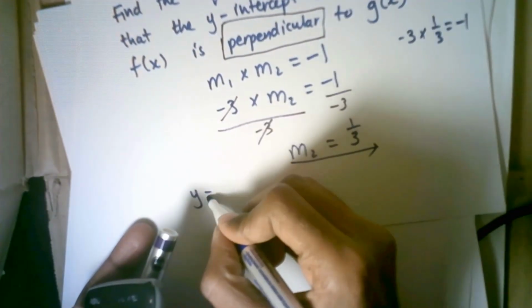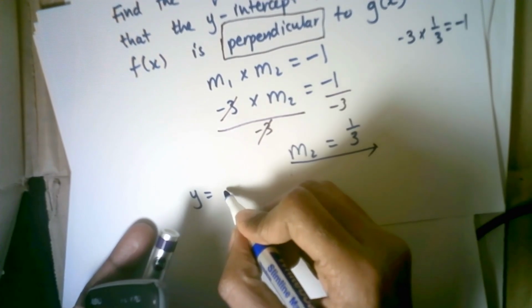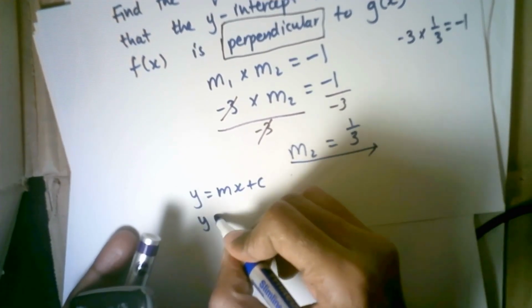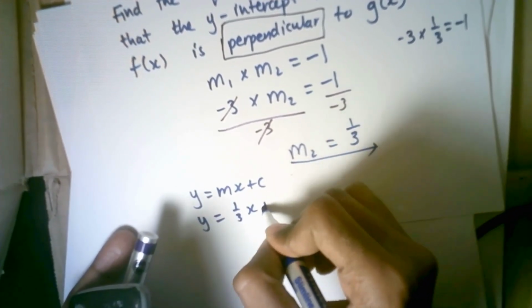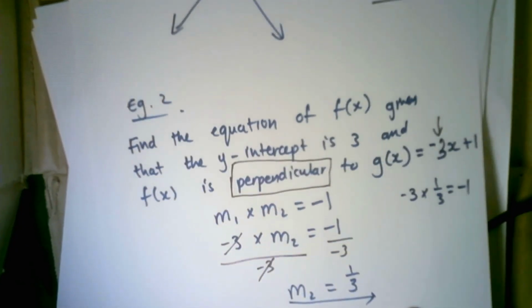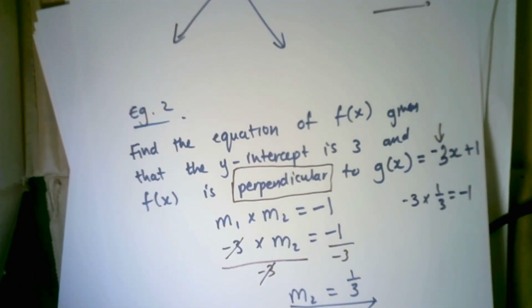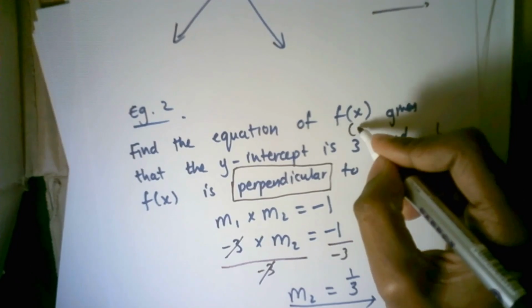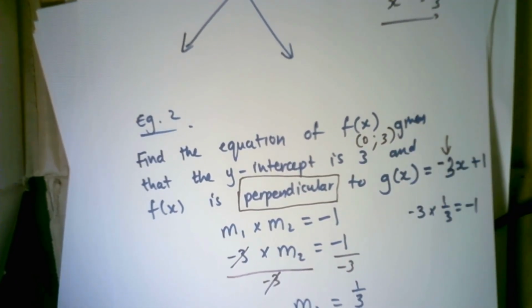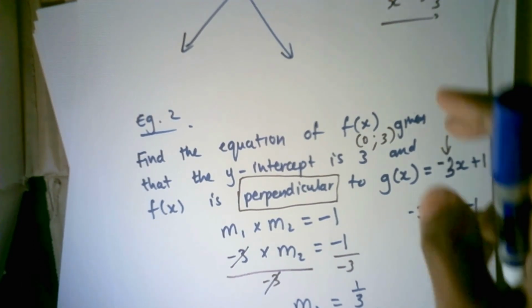So I have y is equal to mx plus c, that's the standard form. So it's y is equal to a third x plus c. I need to find the value of c, so I need one coordinate. If I read the question, it says that the equation f of x has a y-intercept of 3. So it implies that this coordinate is 0, 3. Now I'm going to substitute 0 in the place of x, and I'm going to substitute 3 in the place of y.